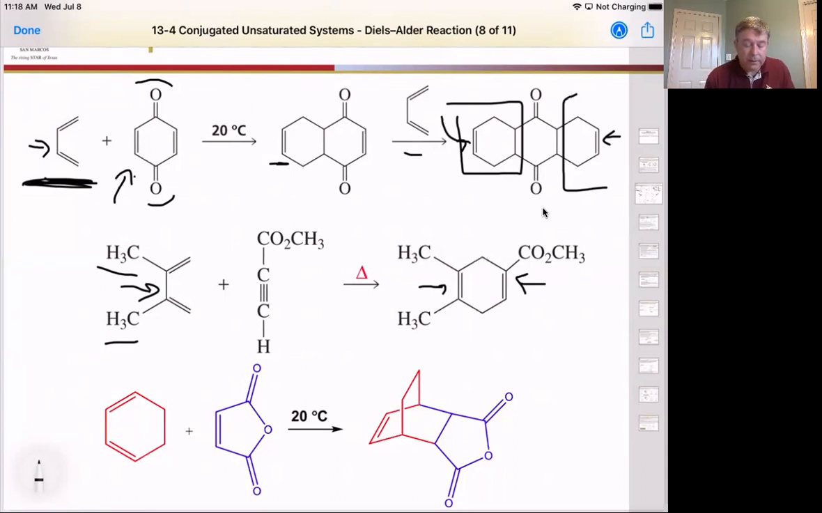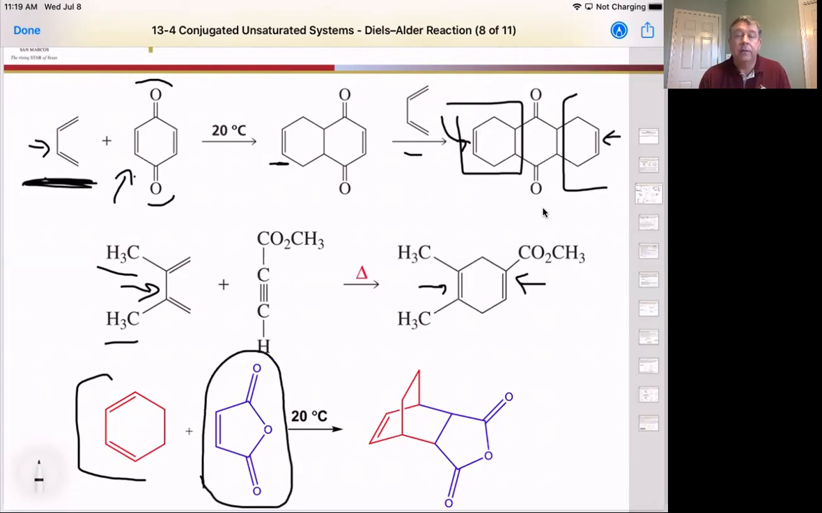Now, there's no restriction on what the diene or the dienophile can be. So if we look at this here, we have cyclohexadiene, and it's locked in that cis configuration. And then we have this right here, which is maleic anhydride. And so we have 2 electron withdrawing groups on it right here, and we have our dienophile right there. And so when we do this, we end up with a fused multi-ring system. Okay, so part of the ring here is from the cyclohexadiene, and that's this one right here.